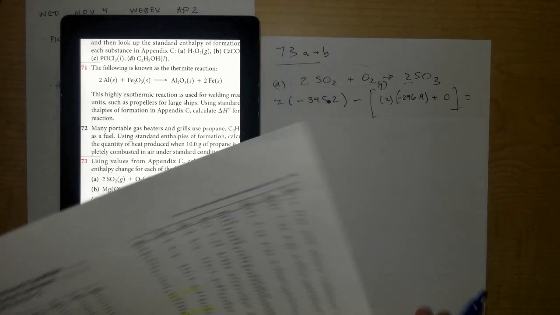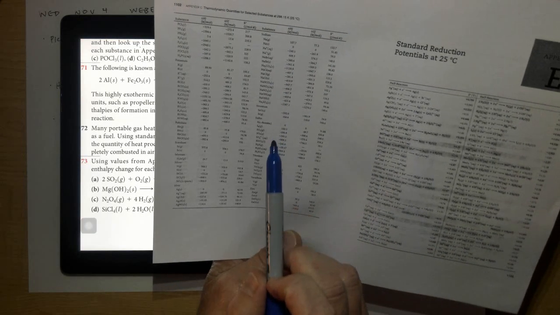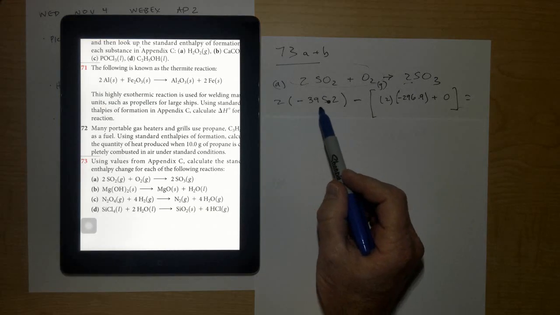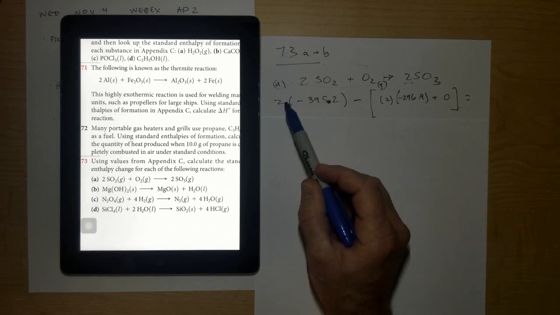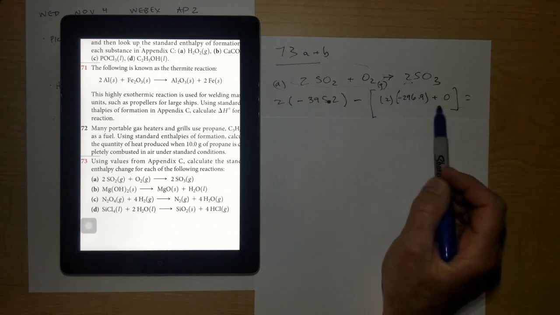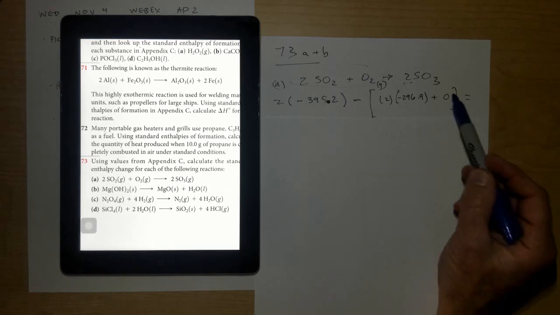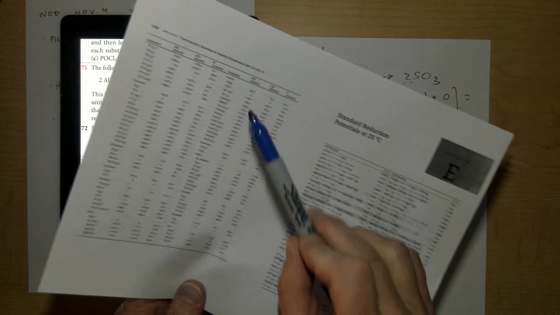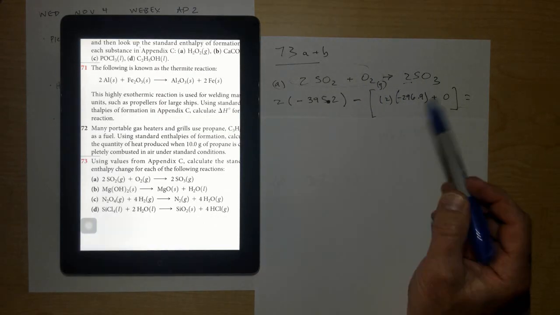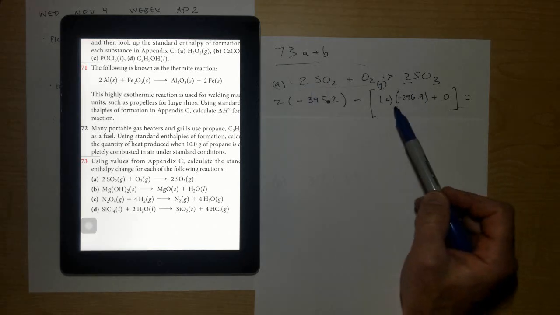And so if I look up SO3, it happens to be on the back, and I think it's over here. Let's see, sulfur-containing ones are down here. And that one's negative 395.2, and there's 2 of them, so I've multiplied it by 2. And then I subtract the reactants, and the reactants, of course, have oxygen in it, and O2 is going to be a 0 because it's in its elemental form. And then SO2, I look on the back here, once again, is negative 296.9. And then I multiply that one by 2.